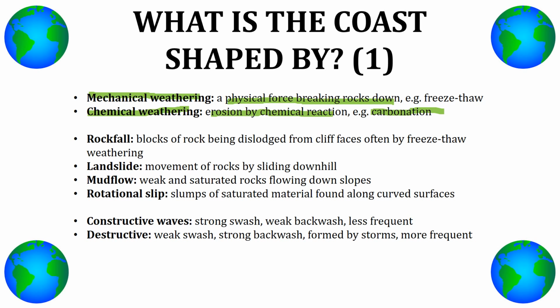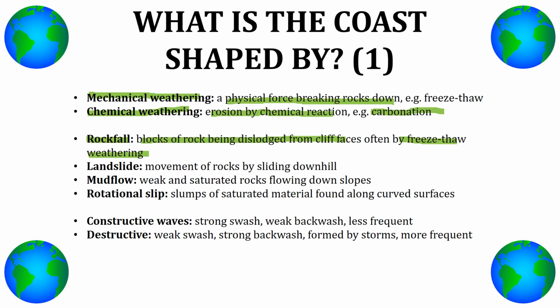So next we've got mass movement. So the first one we've got is rockfall, which is where blocks of rock are dislodged from a cliff face, often by freeze-thaw weathering. So a pretty simple concept, don't really need to explain that. As I said, water gets into the cracks, freezes, expands, dislodges blocks of rocks, and the rock falls.